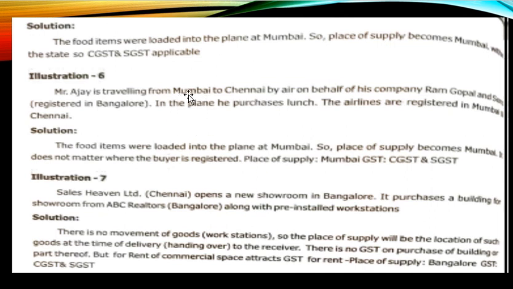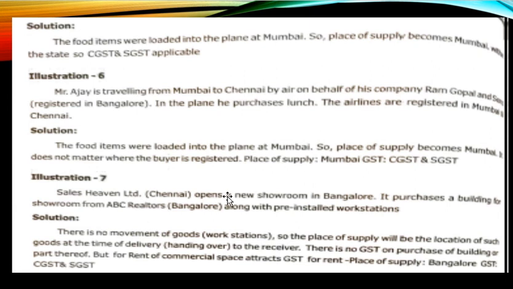So when Mumbai is the first departure and Mr. Ajay purchases lunch, and the airline is registered in Mumbai as well as Chennai, the food items were loaded into the plane at Mumbai. So the place of supply becomes Mumbai. It does not matter where the buyer is registered; place of supply is important. The goods were first boarded in Mumbai, so the GST charged will be CGST and SGST as it is an intrastate supply.